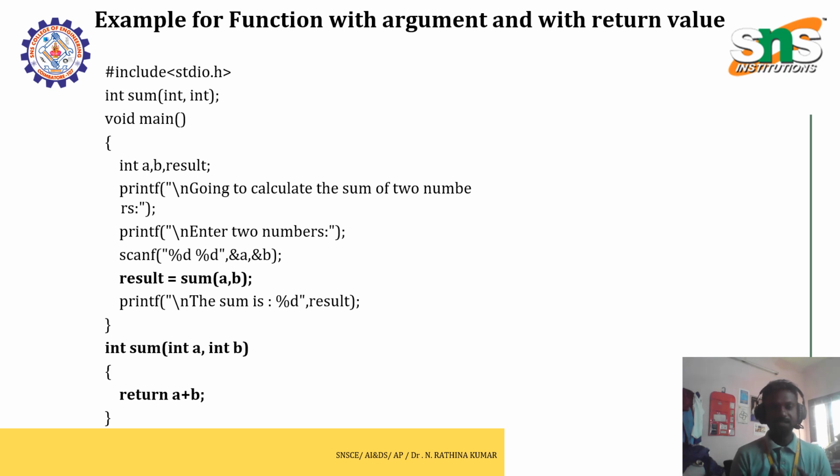So here the user defined function has arguments. Then in the function definition, it returns the values to the main function, which means the calling function. So it is called a function with arguments and with return value. So that's all about the user defined function.